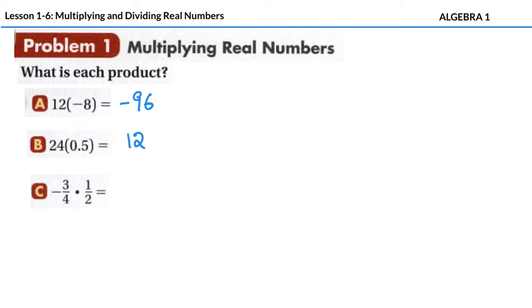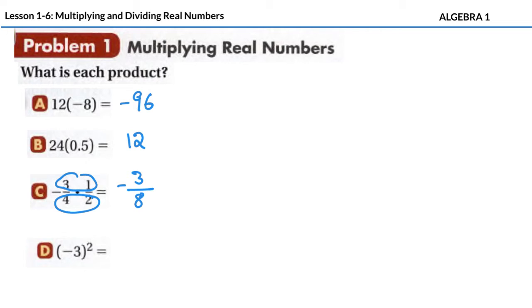Try this. Negative 3 over 4 times half. Is the product going to be negative or positive? It's going to be negative because two different signs are multiplied. So we know how to multiply two fractions. Multiply the numerators first, and then you can multiply the denominators. So 3 times 1 is 3. Of course the product is going to be negative. 4 times 2 is 8. So negative 3 over 8.